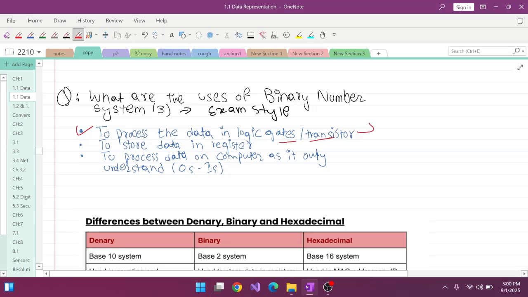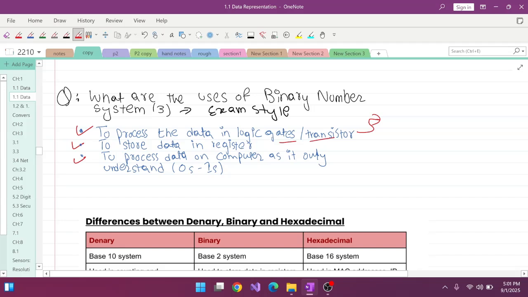So the first one is to process the data in logic gates and transistors. You know that the computer only understands the binary number system. So the instructions we put into the computer get converted into zeros and ones, and then they are processed in logic gates to store the data in registers. Means the instructions or the data we input into our computer are stored in the registers in the form of zeros and ones, and to process the data, the computer only understands 0 and 1.